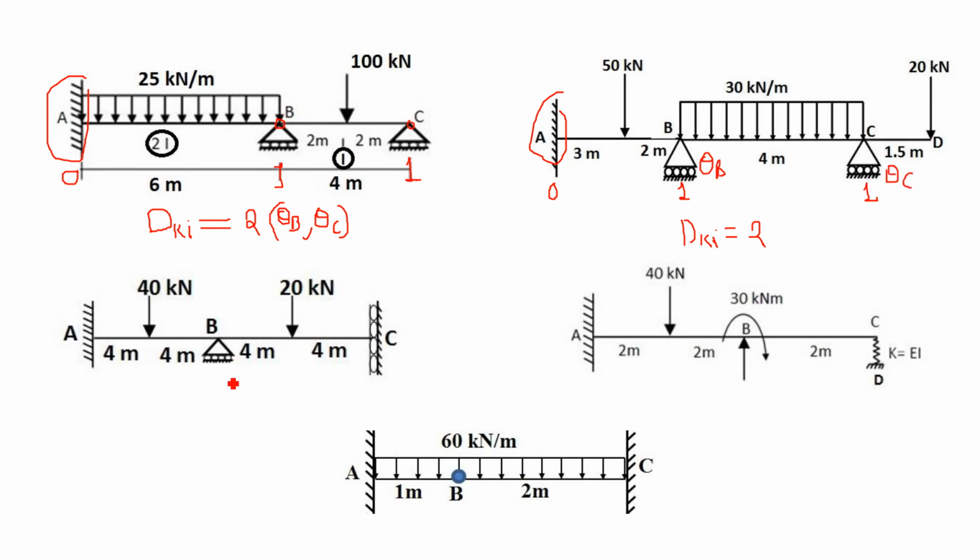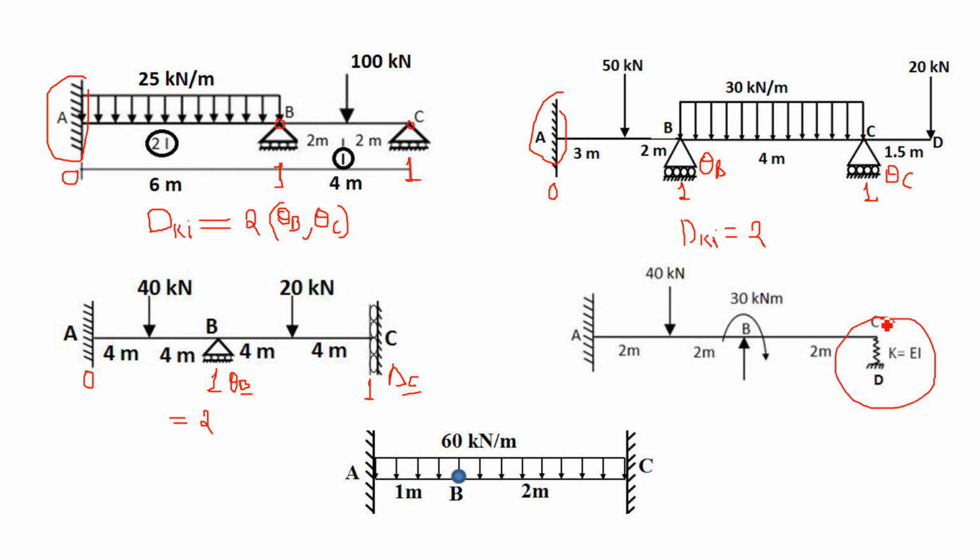If you look at the third beam figure, here also the left support is fixed, 0 DKI, the middle support is a roller, 1 DKI, and the right support is a guided support, 1 DKI. The roller support unknown is theta B and the guided support unknown is delta C. So DKI for this beam is also 2, those two being theta B and delta C.